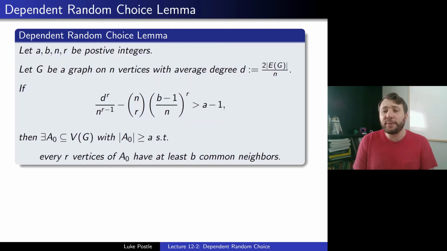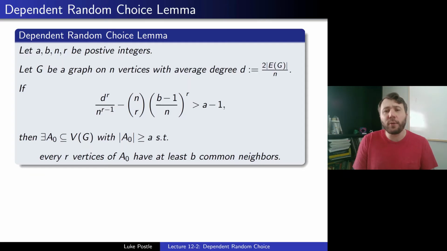Now that you've seen it in full, you can see what the parameters do. n is the number of vertices, r is the size of the tuple we're interested in, so we're looking at r-tuples. We want to find a set A0 of size at least a, so a tells you how large a set we want, and b is the number of common neighbors we desire. So we want a set of at least a vertices where every r of them have at least b common neighbors. And the claim is that if we have a graph on n vertices and the average degree is large enough, so a dense enough graph in terms of these parameters to satisfy that equation, we will get that.